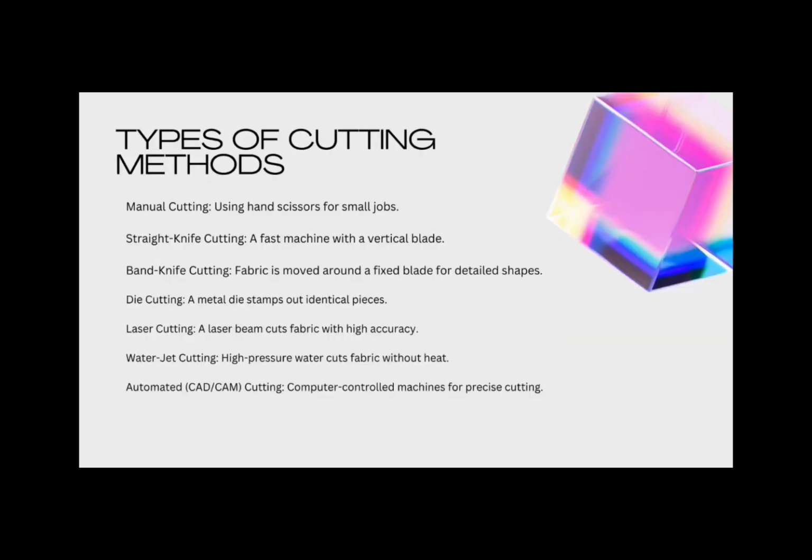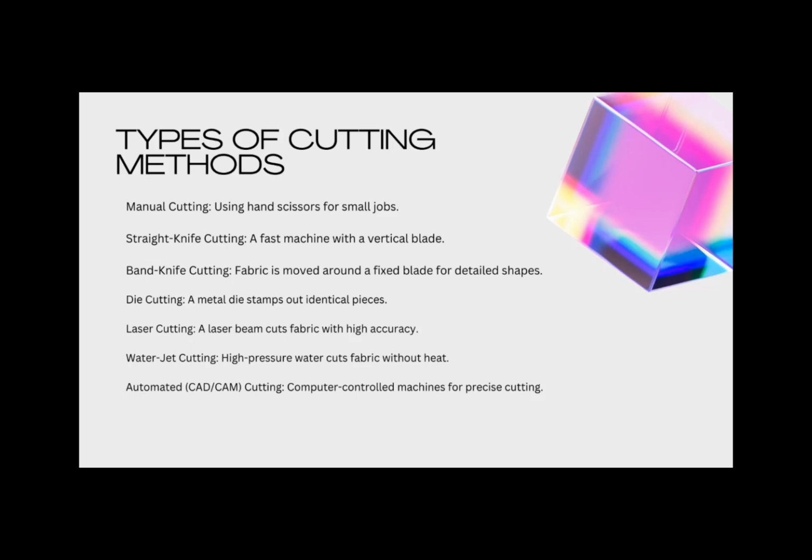Now let's go to types of cutting methods. First is manual cutting, using hand scissors for small jobs. Straight knife cutting, a fast machine with a vertical blade. Band knife cutting, where fabric is moved around a fixed blade. For detailed shapes, die cutting, where a metal die stamps out identical shapes. Laser cutting, where a laser beam cuts fabric with high accuracy. Water cutting, where high pressure water cuts fabric without heat.